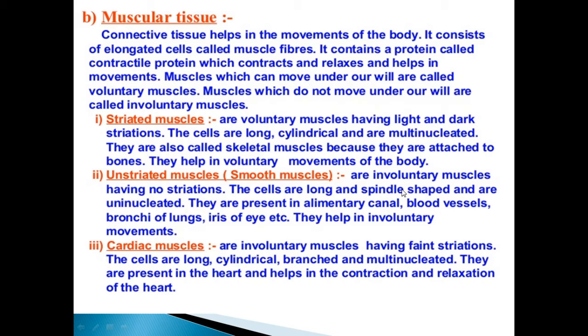Unstriated muscles are involuntary muscles having no striations. The cells are long and spindle shaped and uninucleated. They are present in the alimentary canal, blood vessels, bronchi of lungs, iris of eye, etc. Mainly they help in involuntary movements. Next, cardiac muscles. These are involuntary muscles having faint striations. The cells are long, cylindrical, branched and multinucleated. They are present in the heart and help in the contraction and relaxation of the heart.